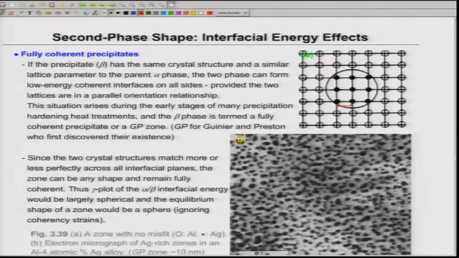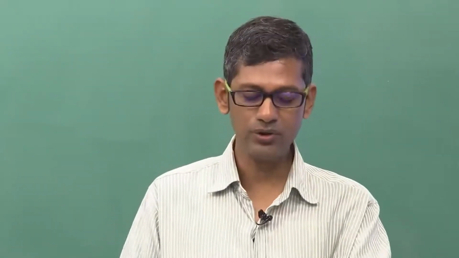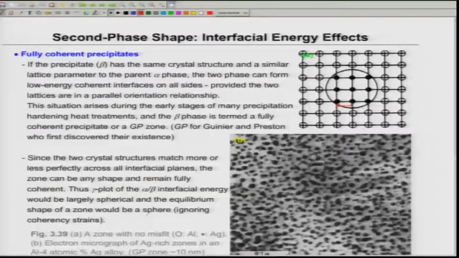Obviously, when we are doing that, we are assuming there is no coherency strain. What is the meaning of coherency strain? We are assuming that bonds are straight between A and B atoms, between the black and white atoms. That may not be the case, because atomic sizes of silver and aluminum may be different. So the bonds may not be exactly straight when they fall on each other.